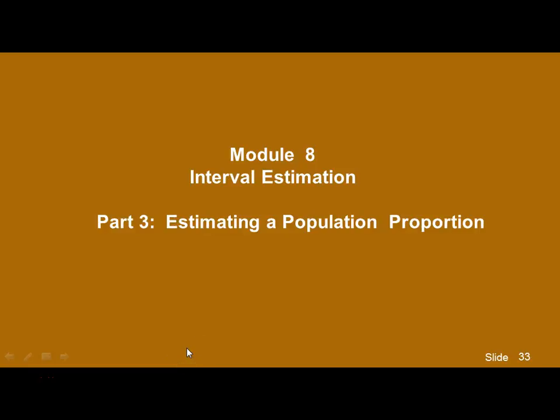Hello again. We're continuing Module 8 on interval estimation. We've already discussed how to estimate a mean, and now we want to talk about estimating a population proportion.